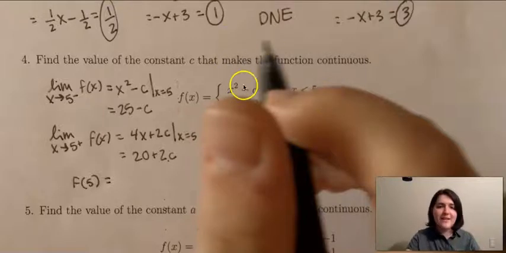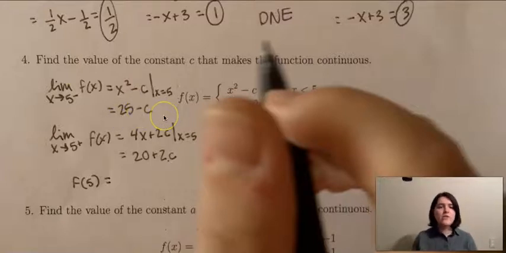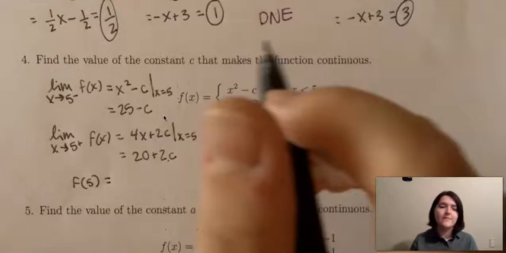Okay, so for the less than, we put this over here, and we're looking at the limit. We're plugging in 5 because that's our split point. 5 squared is 25, 25 minus c. So that's our simplified version, and we want to keep that, and then we'll use that in a second.